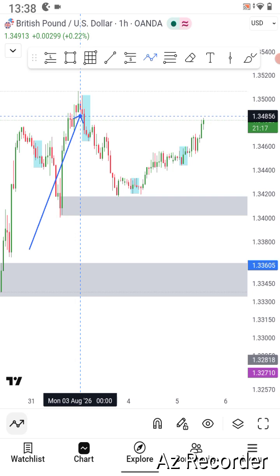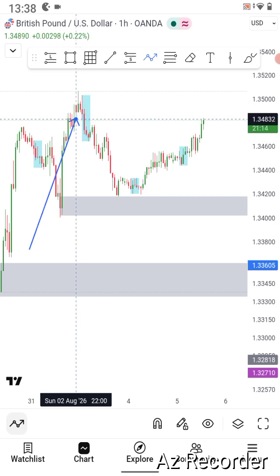Are you seeing it now? And as you can see, that other block has not been fully mitigated. Are you seeing it now? This is 1 hour time frame. The real movement started on 15 minutes time frame. It has not been mitigated. We are going to see it.